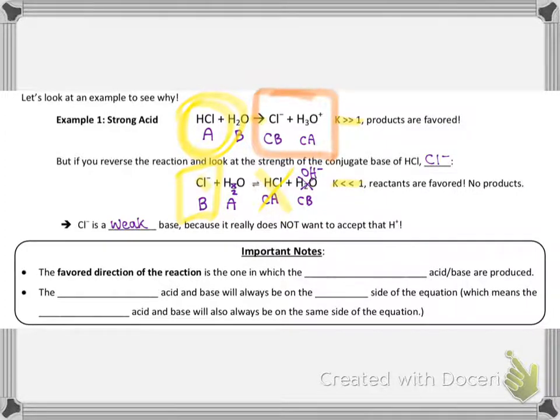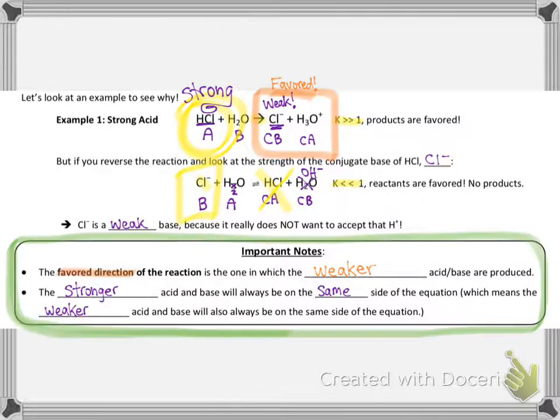But wait a second. Remember that hydrochloric acid is a strong acid? And we just established that the chloride ion is a really weak base. But it was the products that were favored. This is in fact always going to hold true. The favored direction of the reaction is the one in which the weaker acid and base are produced. This is so important, it got its own box. Notice also, this means that the stronger acid and base are going to be on the same side of the equation, and so will the weaker acid and base.